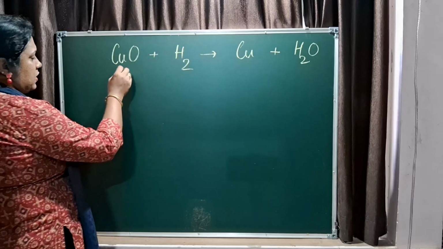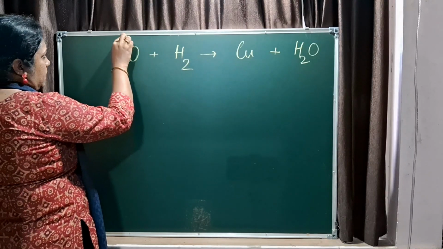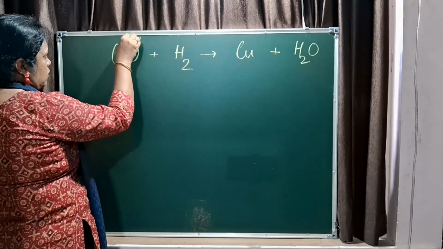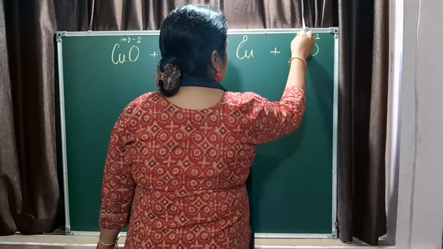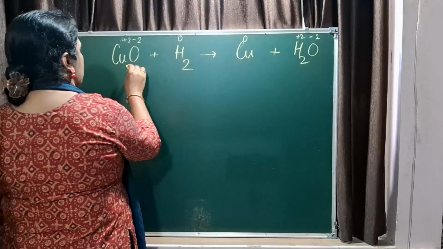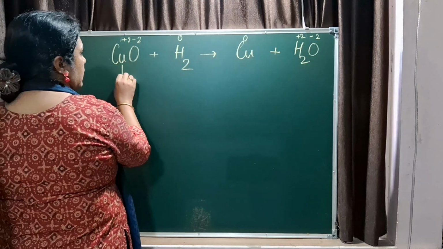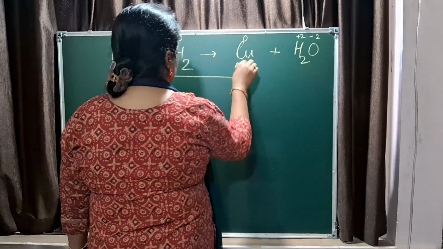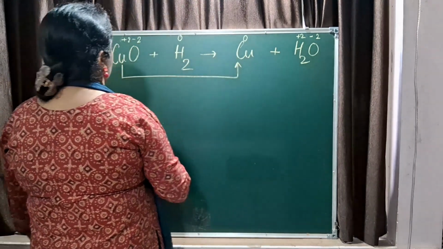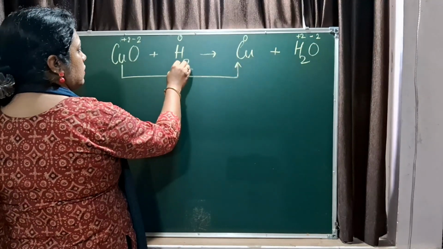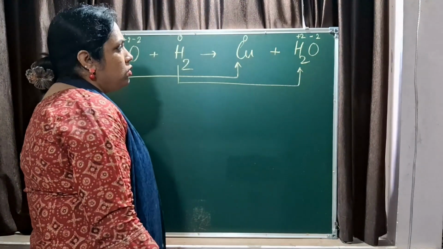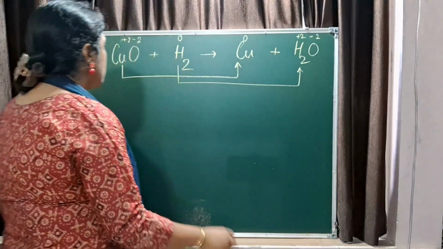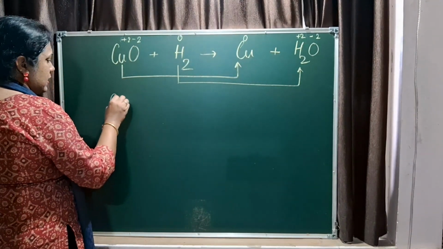Okay. Now what is happening? Just check. This is minus 2, plus 2, this is 0, this is 0, this is minus 2 and plus 2. Okay. Now what is happening? Copper is going from plus 2 to 0 and hydrogen is going from 0 to plus 2. Okay. So what is the oxidizing agent here?